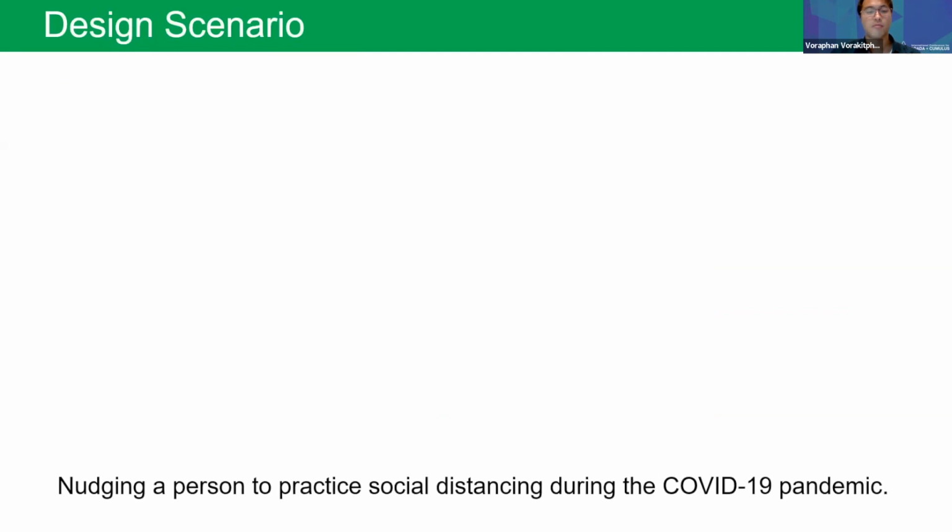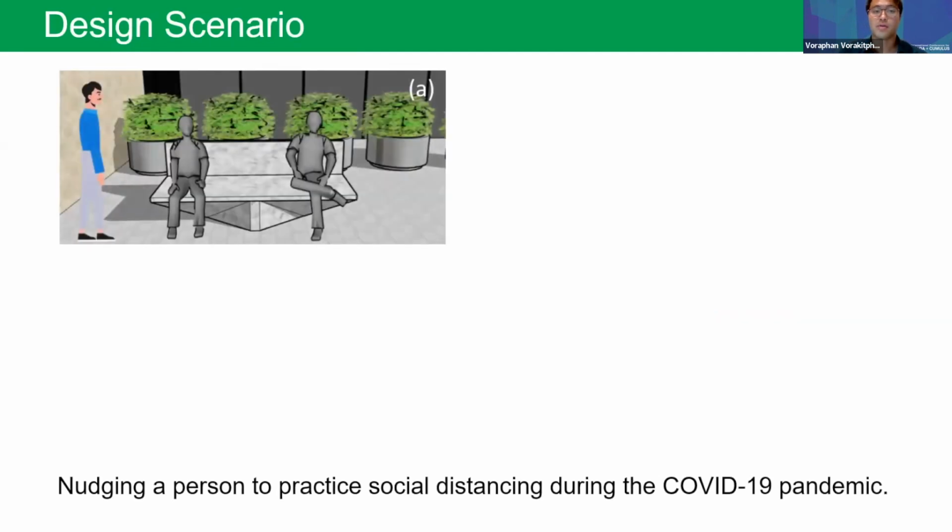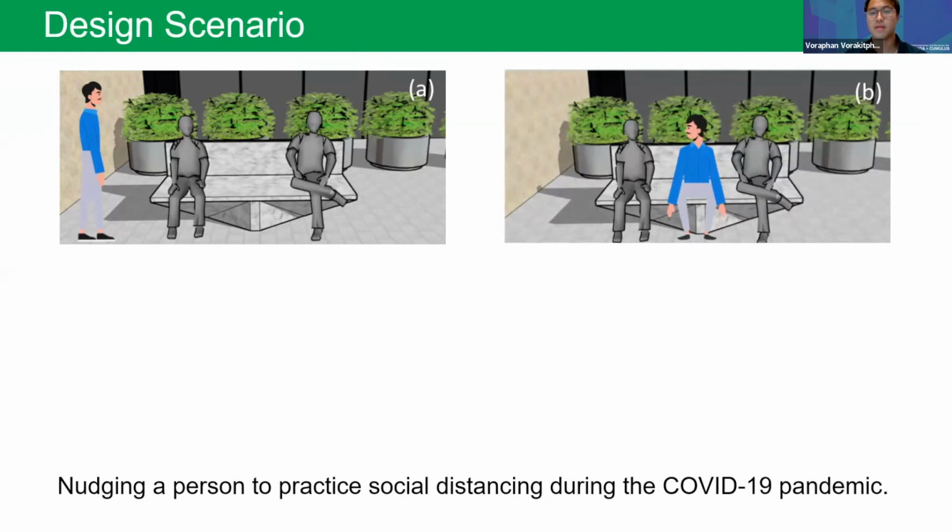So here is one of our design scenarios. We decided on a specific situation as one of our core ideas. For example, we situate nudging a person to practice social distancing during the COVID-19 pandemic. First, envision that people are sitting together while they are unaware of keeping social distance. So here, the nudge can be applied.